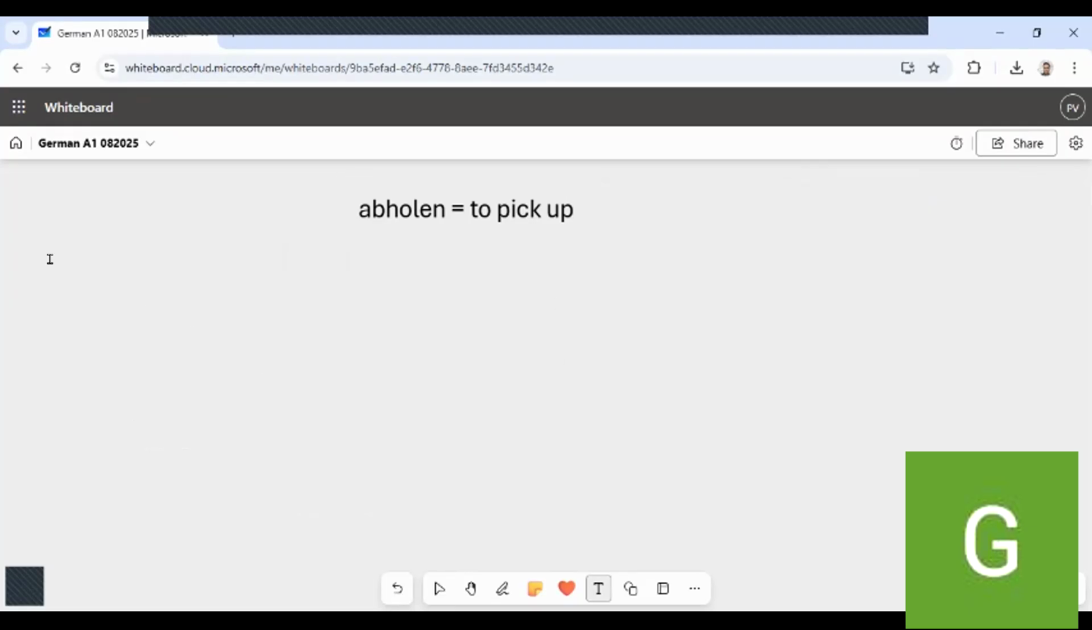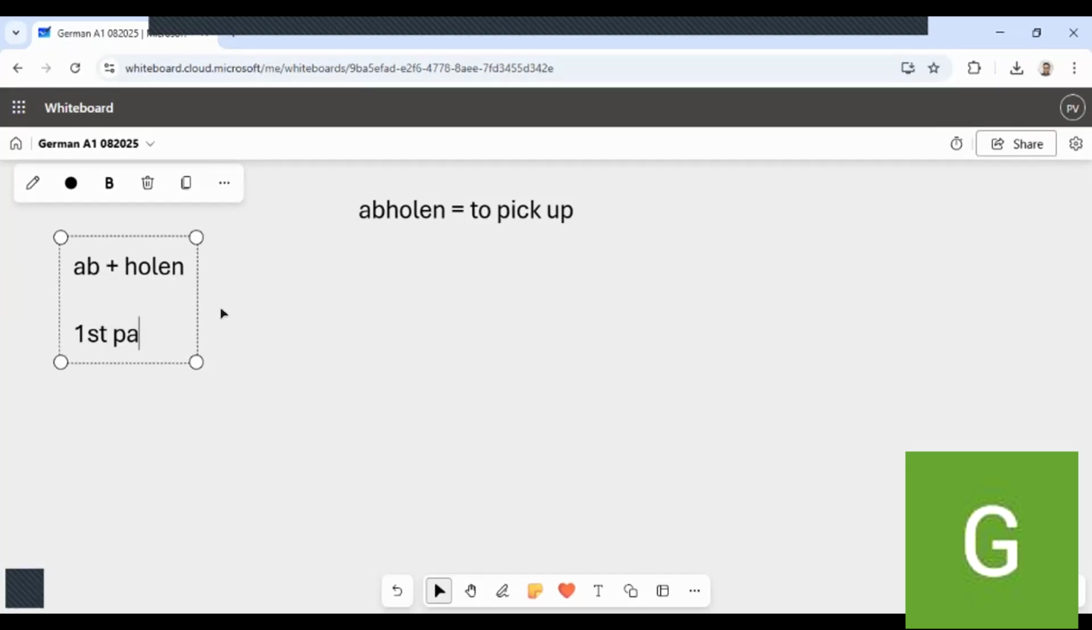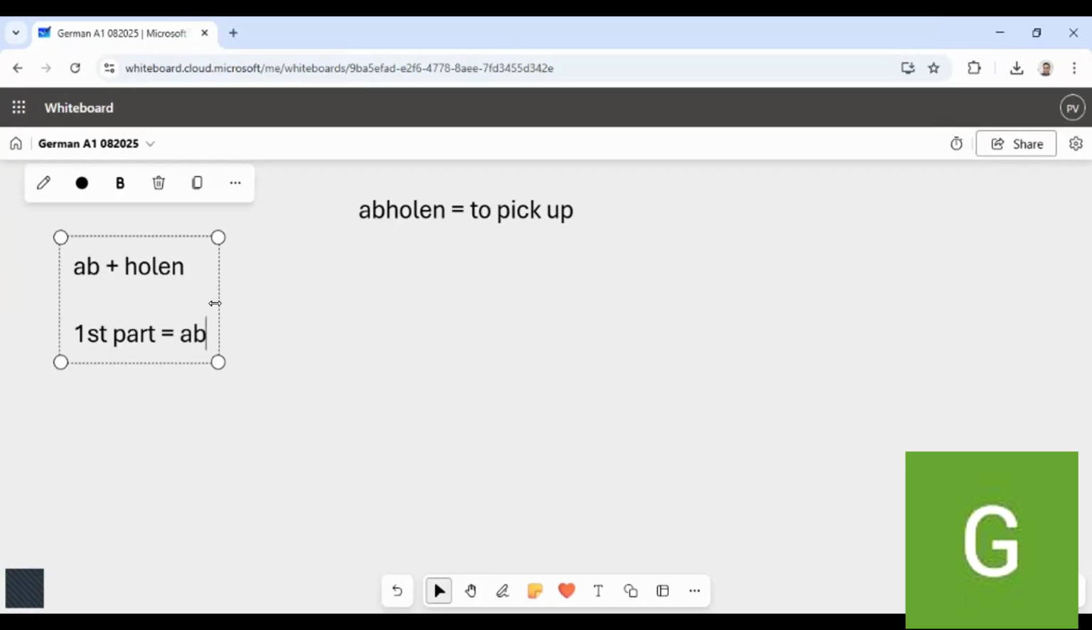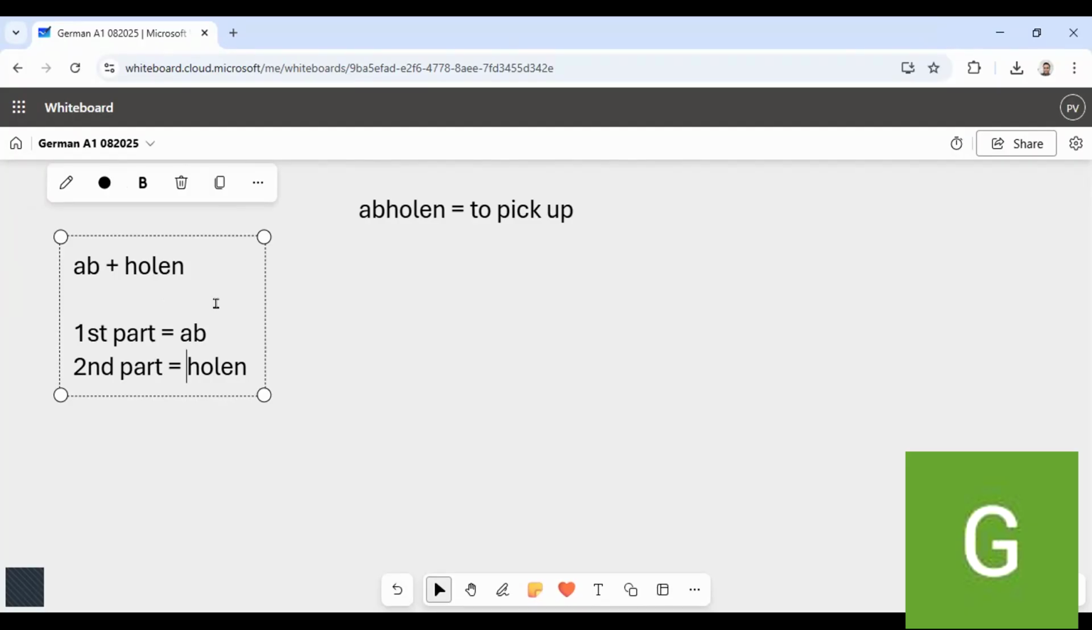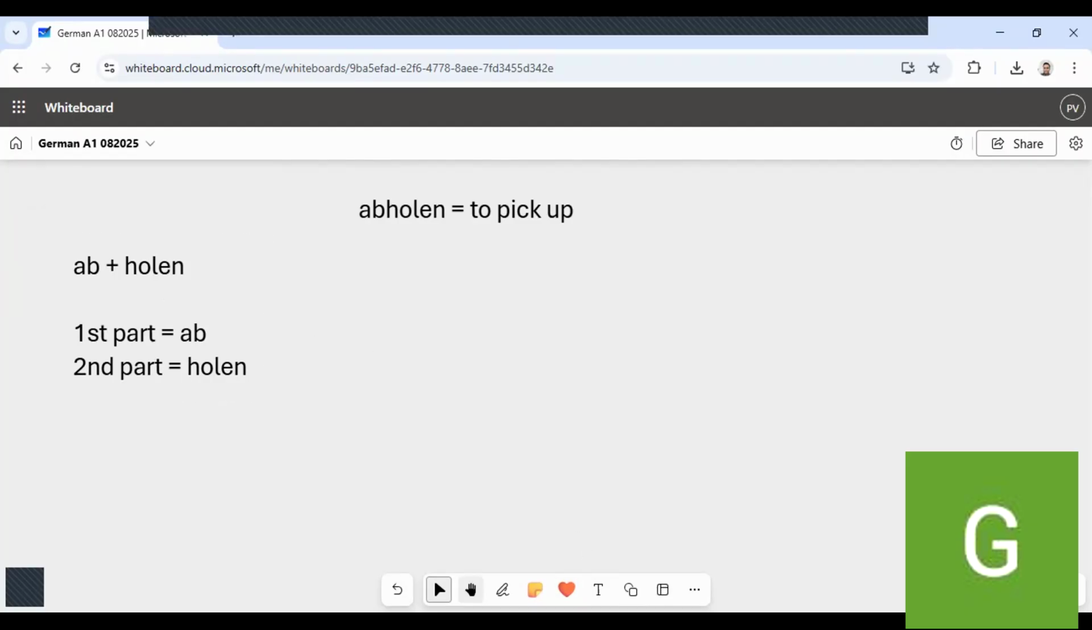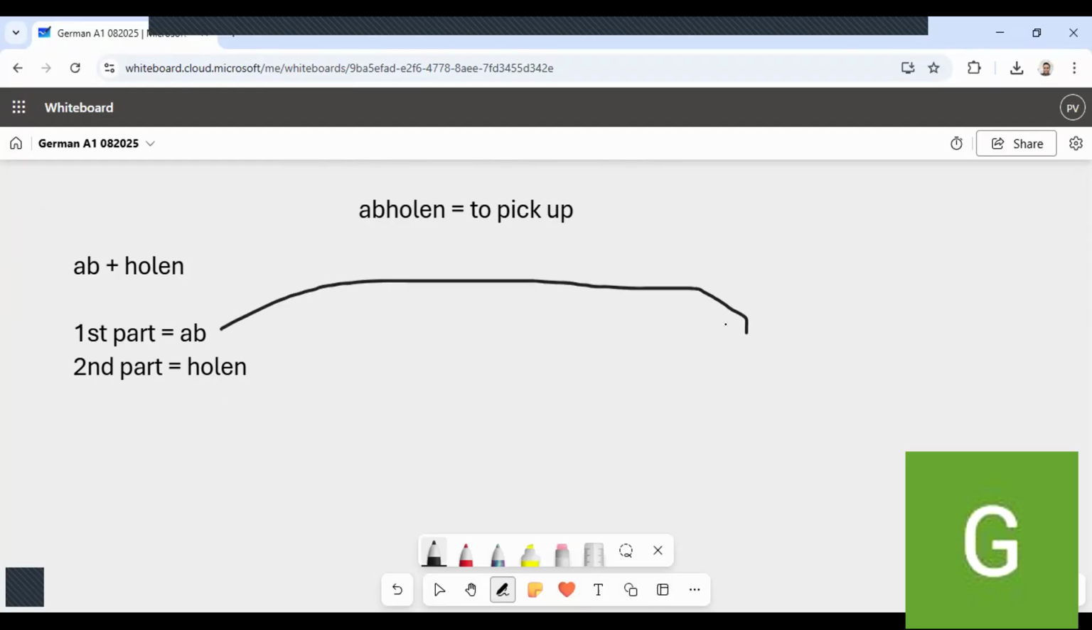What's happening with this verb is that it is actually two parts. The first part is ab and the second part is holen. I will write it again. The first part is ab. So ab will come at the last of the sentence. Holen will be conjugated and it will be coming at the second position. When we are going to frame a sentence, this first part will go at the last of the sentence.